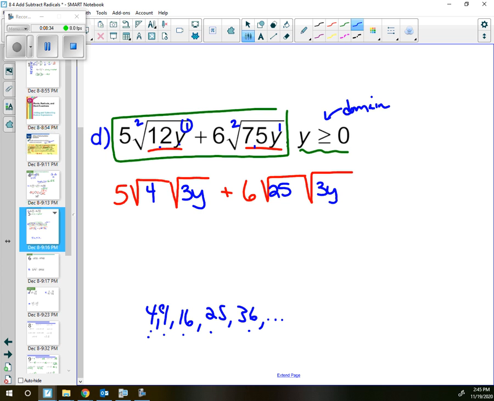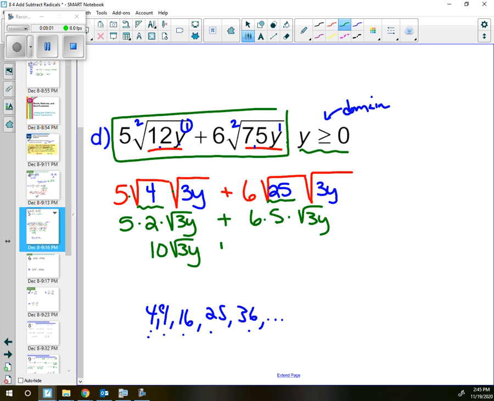All right, so I'm thinking pretty positively about this. I think we're going to be able to break this down. But we need to do that work first. So let's do the square roots that we can. So square root of 4 is 2. Remember, this is a product. So that means 5 times 2 times the square root of 3y. So 5 times 2 would be 10 times the square root of 3y. Plus, we have 6 times square root of 25 is 5 times the square root of 3y. So 6 times 5 would be 30 times the square root of 3y.